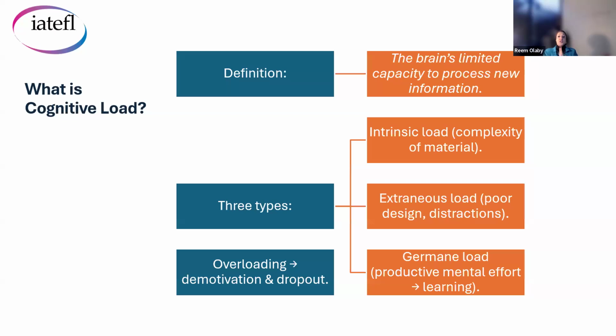Okay, so there are three main types of cognitive load. We have the intrinsic load, the extraneous load, and the germane load. The intrinsic load is basically the natural complexity of the material itself, the difficulty of the topic itself.